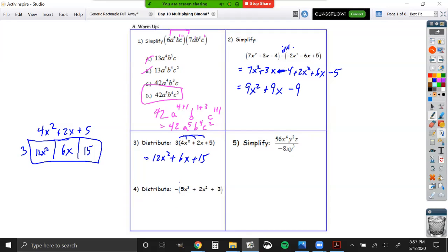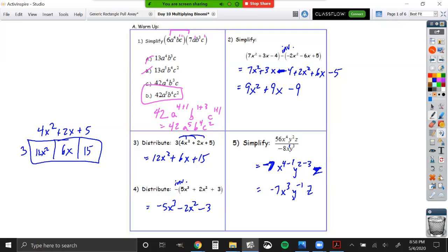Problem 4, the inverse, the exact opposite of all this, would equal negative 5x to the third, negative 2x squared, and negative 3. And lastly, dividing. If you take 56 divided by negative 8, that's going to give me negative 7, and then my x to the 4th and x to the 1st is x to the 4 minus 1, y to the 2 minus 3, and z, which is already in the numerator, is just the first power. So this is negative 7, x to the 3rd, y to the negative 1st, z.